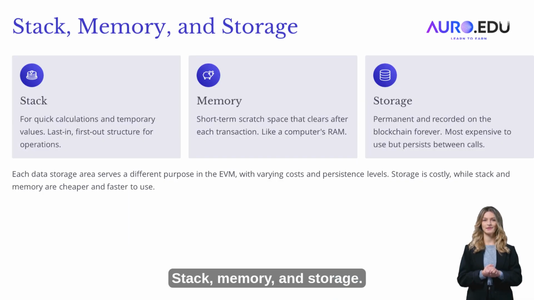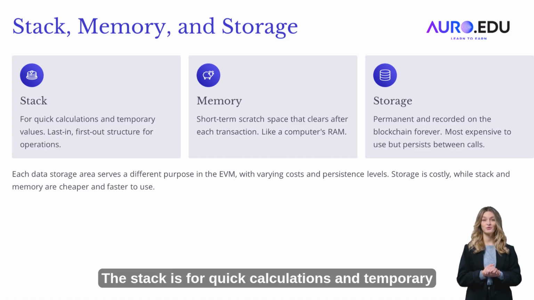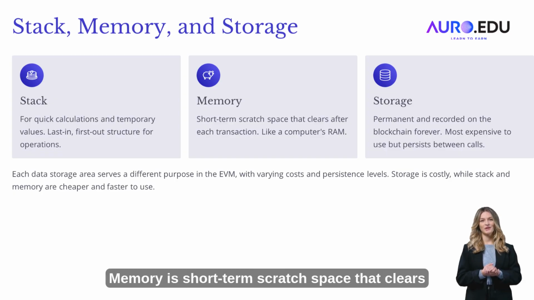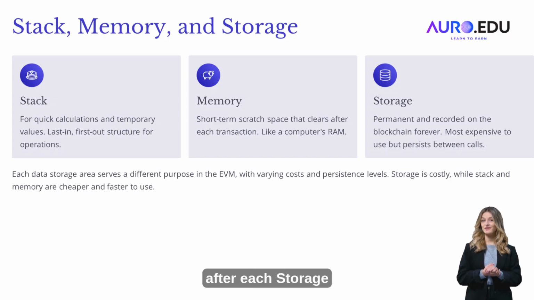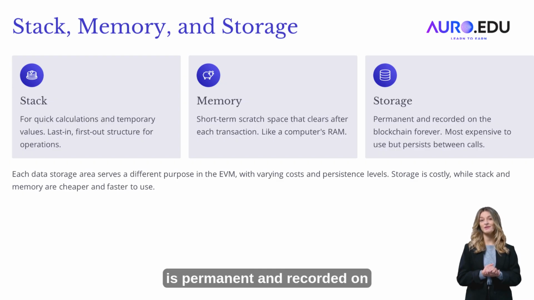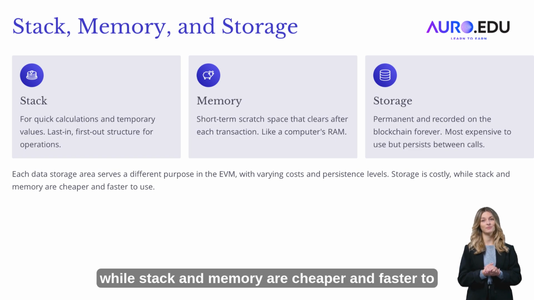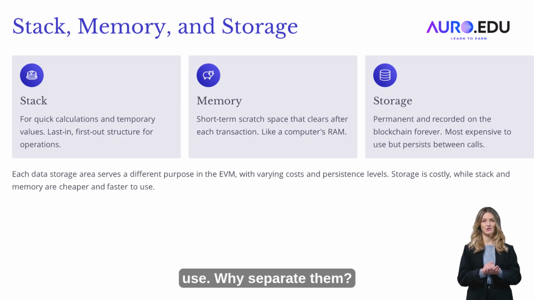Stack, memory, and storage. The EVM works with three areas: stack, memory, and storage. The stack is for quick calculations and temporary values. Memory is short-term scratch space that clears after each transaction. Storage is permanent and recorded on the blockchain forever. Storage is costly, while stack and memory are cheaper and faster to use.